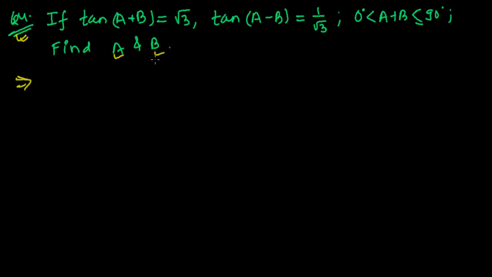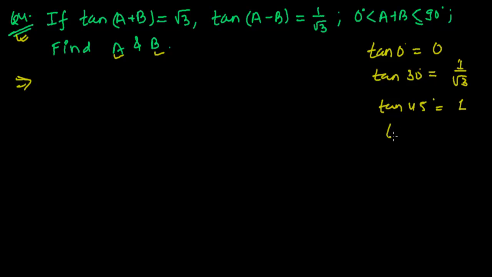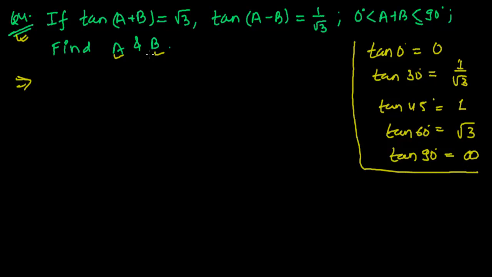How can we do that? Let me revise once again the trigonometric table of tan. Tan 0 is equal to what? Yeah, 0. And tan 30 is equal to 1 upon root 3. And tan 45 is equal to 1, and tan 60 is equal to root 3, and tan 90 is an undefined value, that is infinity. So if we know all these, now we can deal with this problem.